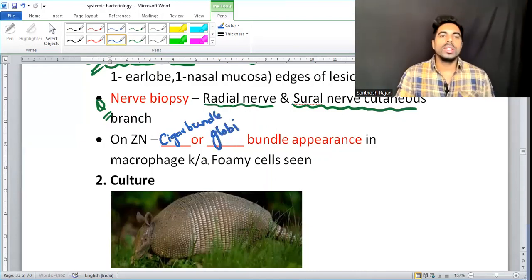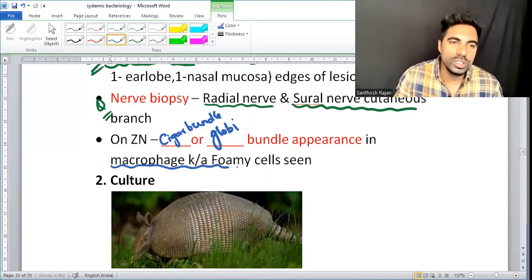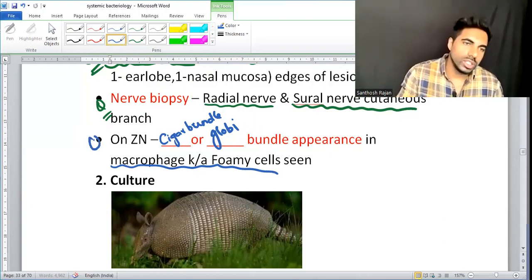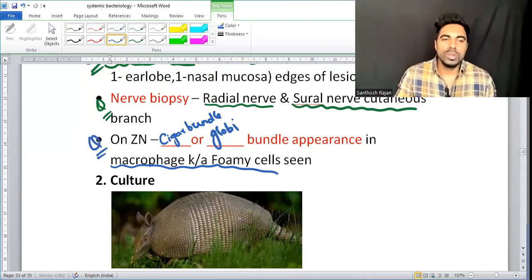You can see they are inside the macrophages. You can see they also have foamy cells. So this is a question: cigar bundle, globi is important. Now this question will come. Then directly they'll ask, in which of the following is the bacteria cultured in this animal?